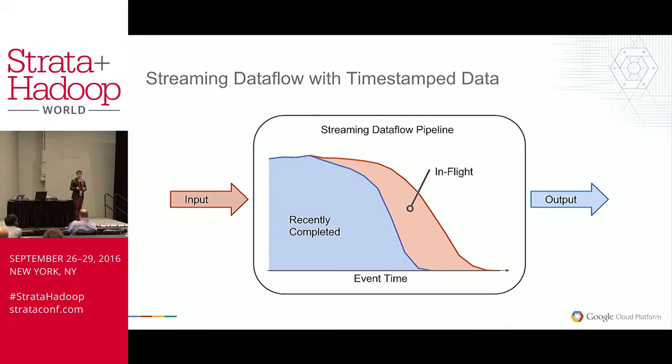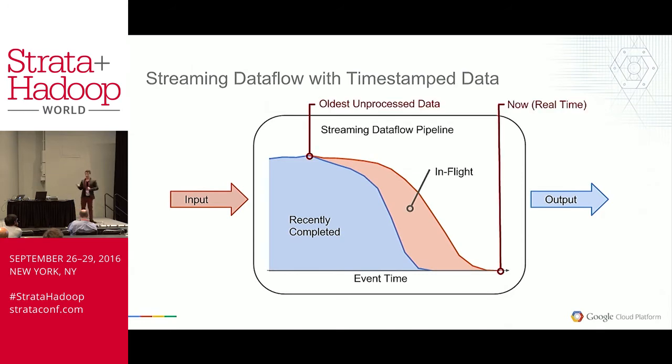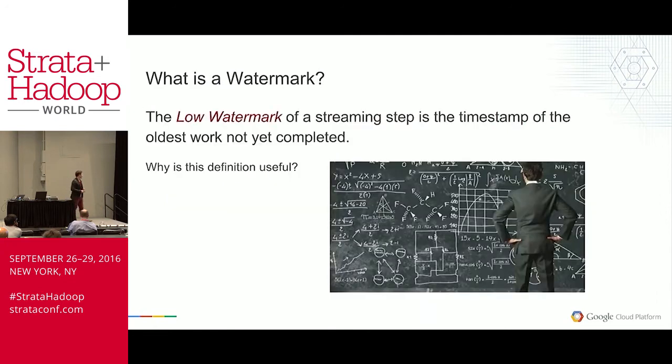So I want to call your attention to 2 points in this graph. One is the point far on the right, which is now, it's real time. And then there is the furthest left red point on this graph, which is the oldest unprocessed data. And that's the intuition that we use to form our notion of progress. We define a watermark or a low watermark of a streaming step or a streaming process or a streaming pipeline to be the timestamp of the oldest unprocessed data, or the oldest work that hasn't yet been completed by this step.